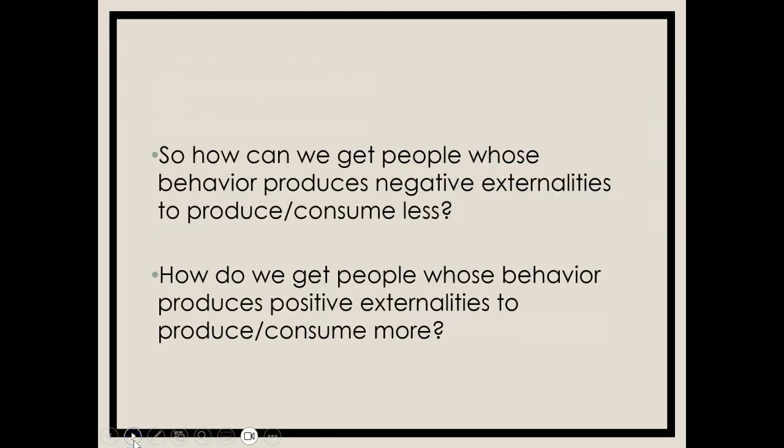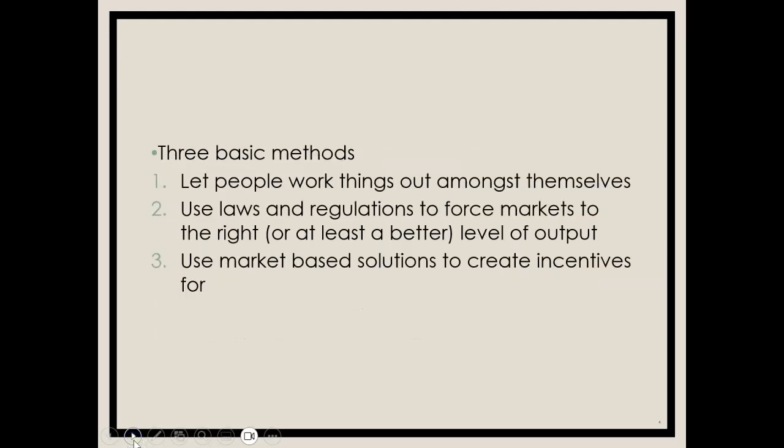So how can we get people whose behavior produces negative externalities to produce or consume less? And how can we get people whose behavior produces positive externalities to produce or consume more? That's what we're going to talk about today. And there are three basic methods that have been used in public policy to deal with this problem.